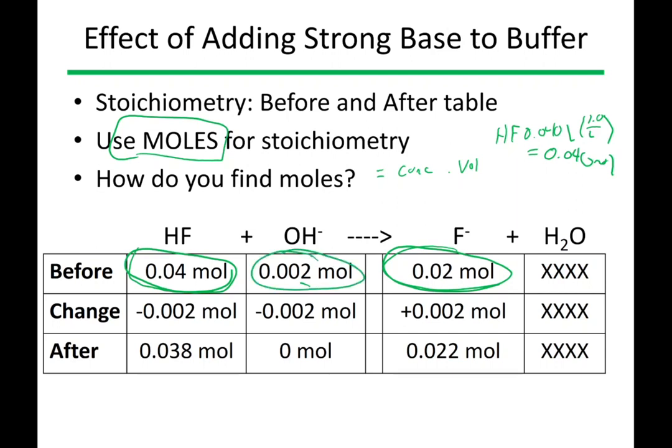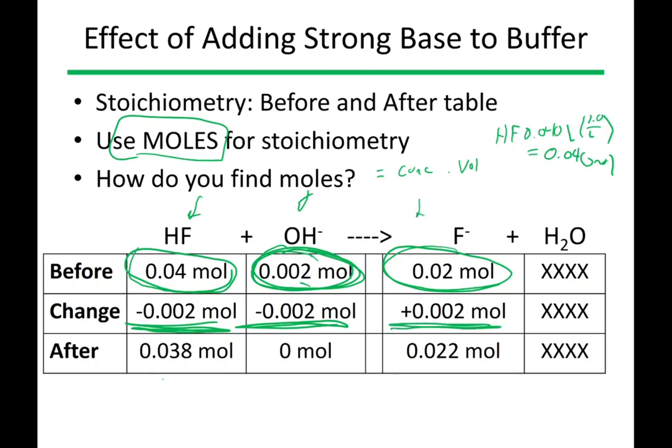Once these are plugged in to the before and after table, we're going to look at the change. Since this is a stoichiometry problem, we would identify the limiting reagent. From here we can see this is a 1-to-1 ratio. We have less OH minus. That'll be the limiting reagent. So we'll subtract that from the reactants, and there's again a 1 in front of these for the stoichiometry, so that's how much product we're making.